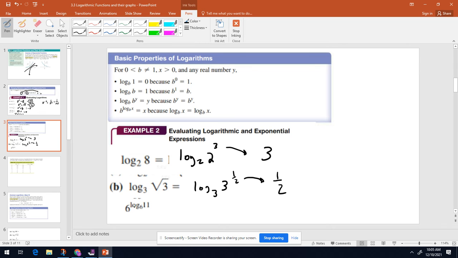And then this, you have 6 to the log base 6 of 11. Again, basically, I tell everyone, well, that log base 6 cancels out and it equals 11. Okay, so these properties kind of help us solve these and simplify them. I think the more you do these, the easier these become.